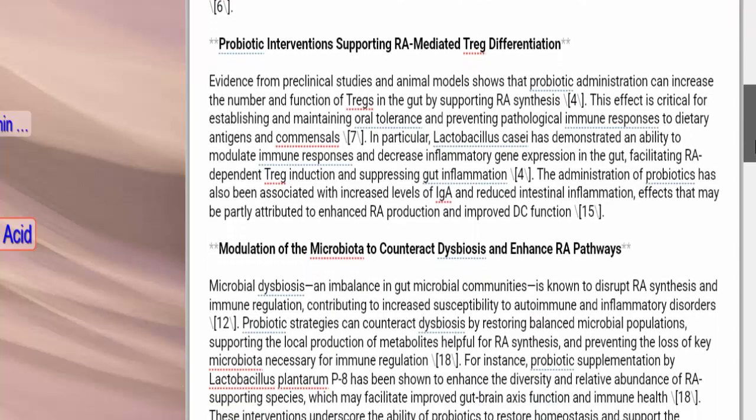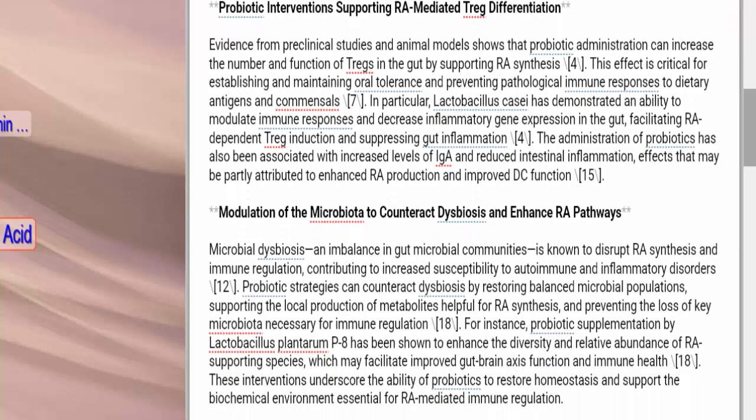Let's scoot down further to this section, probiotic interventions supporting retinoic acid-mediated Treg differentiation. So evidence from various studies showed that probiotics can increase the number and function of Tregs in the gut by supporting retinoic acid synthesis. In particular, Lactobacillus casei has demonstrated an ability to modulate immune responses and decrease inflammatory gene expression in the gut, facilitating retinoic acid-dependent Treg induction and suppressing gut inflammation.